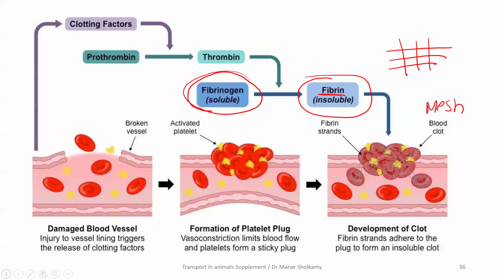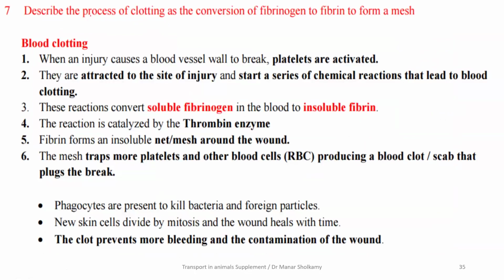Now, the supplement objective here says what? Describe the process of clotting as the conversion of what? Fibrinogen to fibrin to form a what? A mesh. So when I stress on a particular word, I am doing that because this is the keyword. It has to be in the answer whether you like it or you don't, okay? The objective clearly says the keywords fibrinogen, fibrin, mesh. Those keywords have to be there, at least 3 marks, and of course with elaboration.